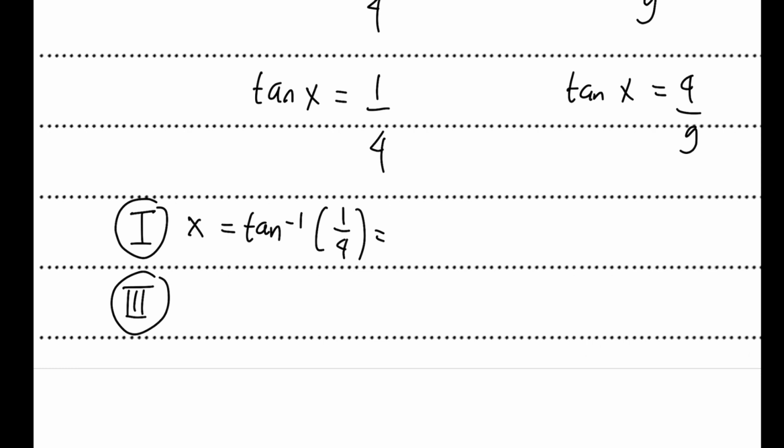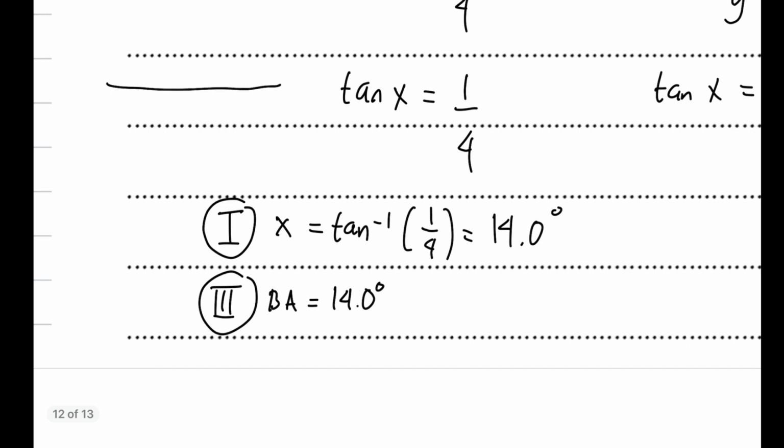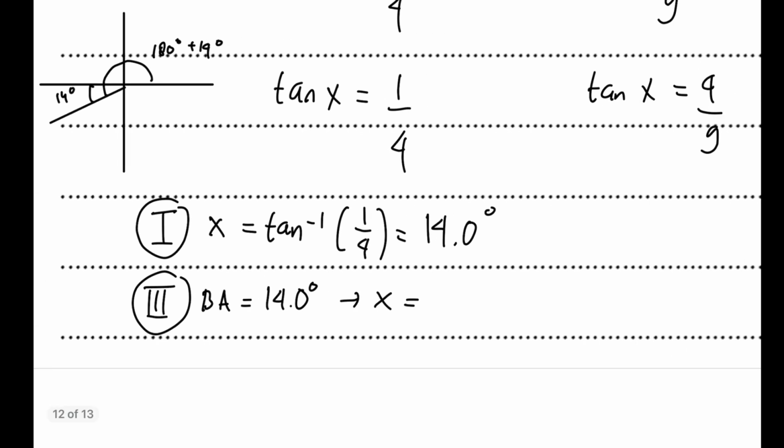Let me use the calculator first. You will get 14.0 degrees. Usually we use 1 decimal place for degrees. For the third quadrant solution, we make our first quadrant value the basic angle, and the basic angle for the third quadrant is 14 degrees, approximately. So our next angle is 180 degrees plus 14 degrees.